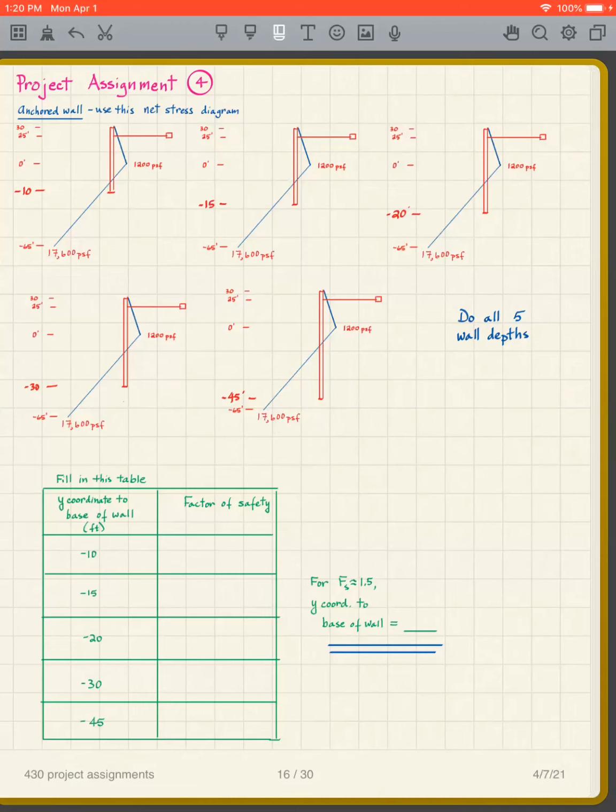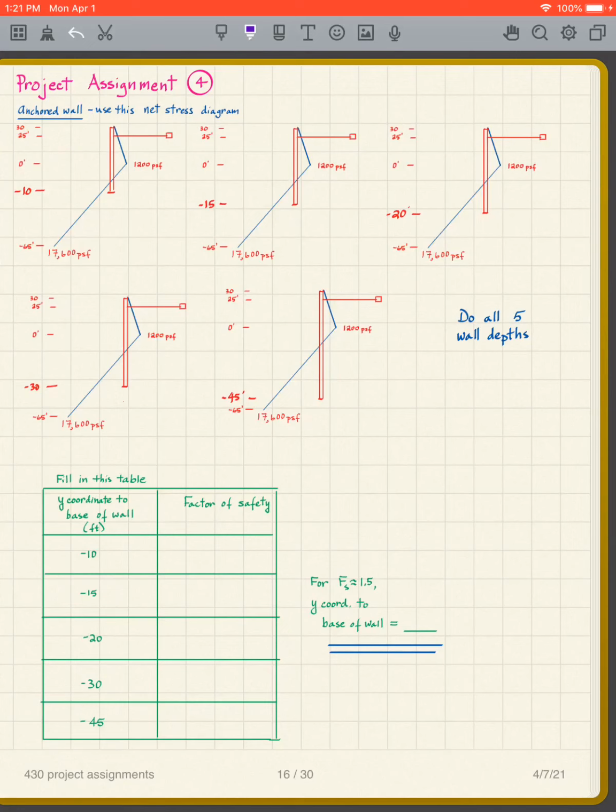The next part of the project is to design our anchored wall. Again, we're going to consider several different cases. In this situation, we're going to look at 5 different cases, and then we're going to evaluate each one and make an assessment about how deep the wall should go. So our goal here is, how deep does this wall need to go?